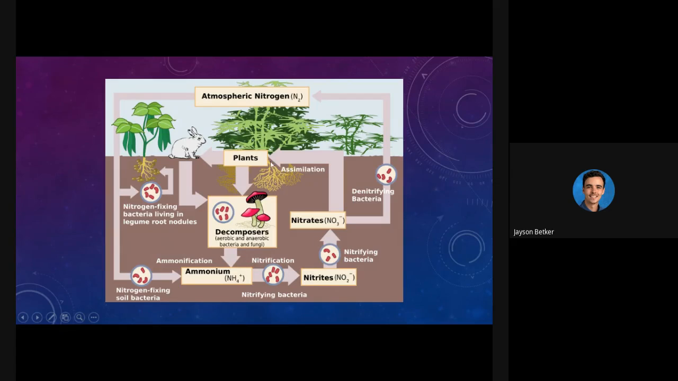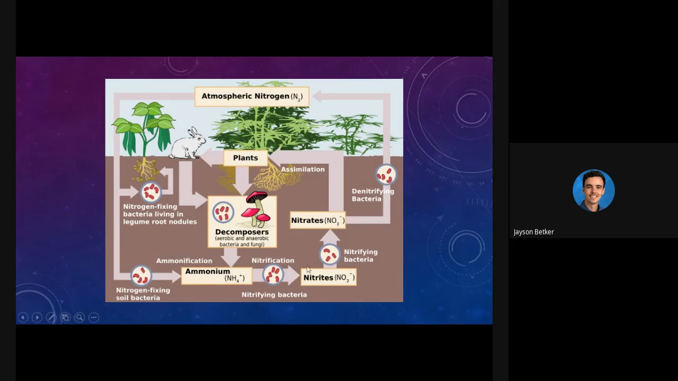Now, you'll notice there's kind of a cycle within a cycle here. This can continue to happen for a really long time until eventually denitrifying bacteria returns it back to its original state. So it's no longer NO3. It separates it from the oxygen and returns it back to its nitrogen, atmospheric nitrogen state, back into the atmosphere. And then it'll start the whole process again.